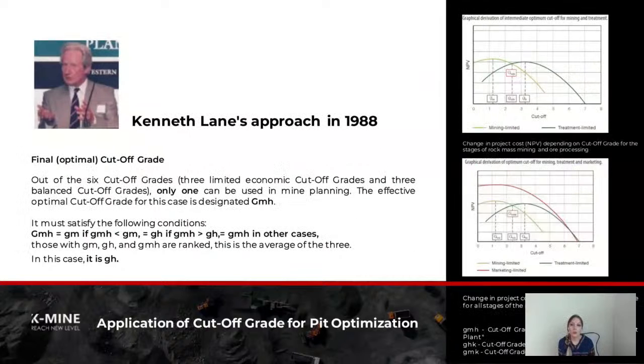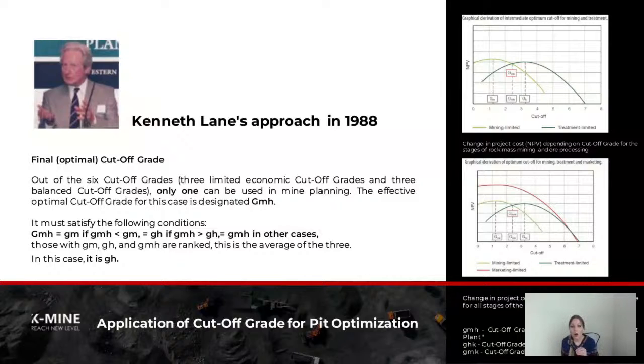So the search for the optimum cutoff grade led to the derivation of 6 cutoff grade values from a variety of potential options: 3 economically limited cutoff grades and 3 balanced cutoff grades that correspond to 3 possible groups of limiting components of the mining system. But only one of the 6 cutoff grades can be used in mine planning for a given set of operating conditions. Other pairs of mining production stages are also considered in a similar way. From the 3 cutoff grades obtained in this way, the average value also should be selected.